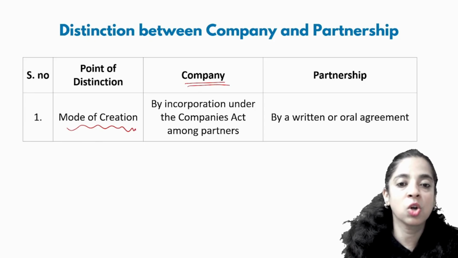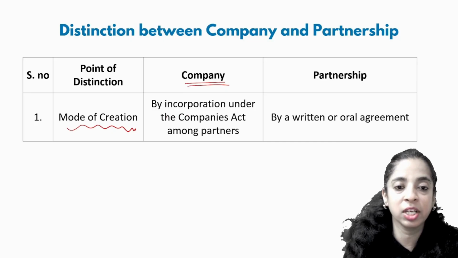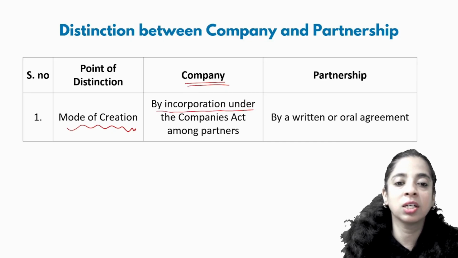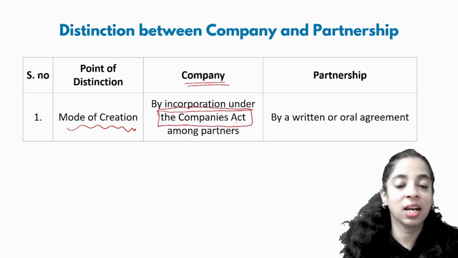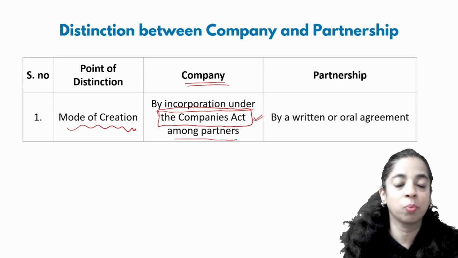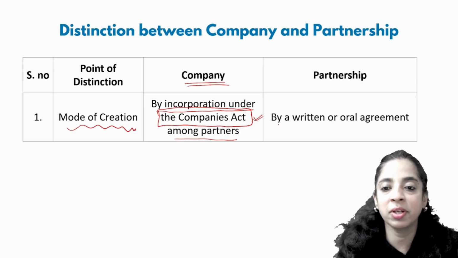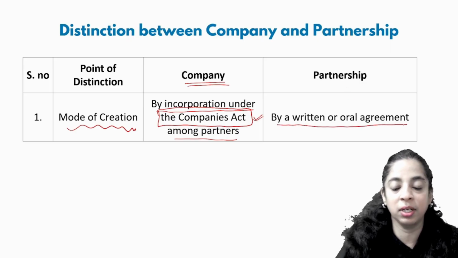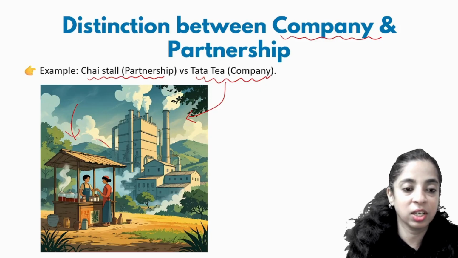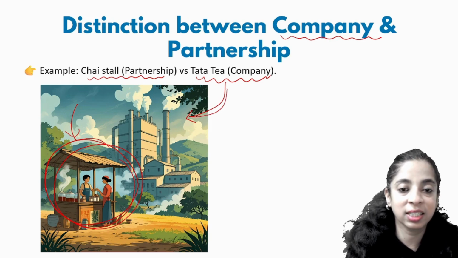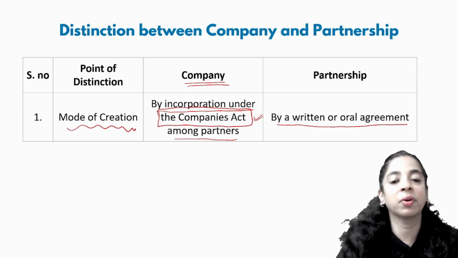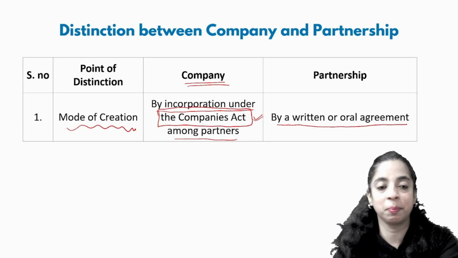How is a joint stock company formed? What is the mode of creation? By incorporation under the Companies Act. In yesterday's class I explained that the Companies Act is very important. In a partnership, it is only by a written or oral agreement. In such a case they must have orally agreed or written. But in this case, you have to incorporate the company under the Companies Act.